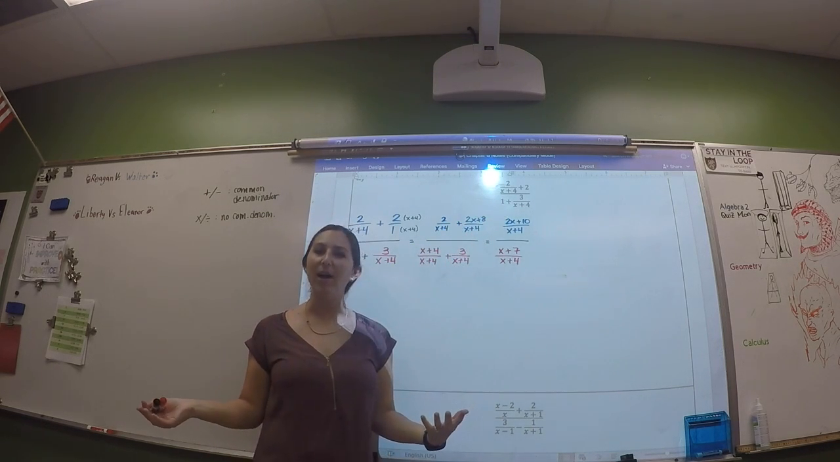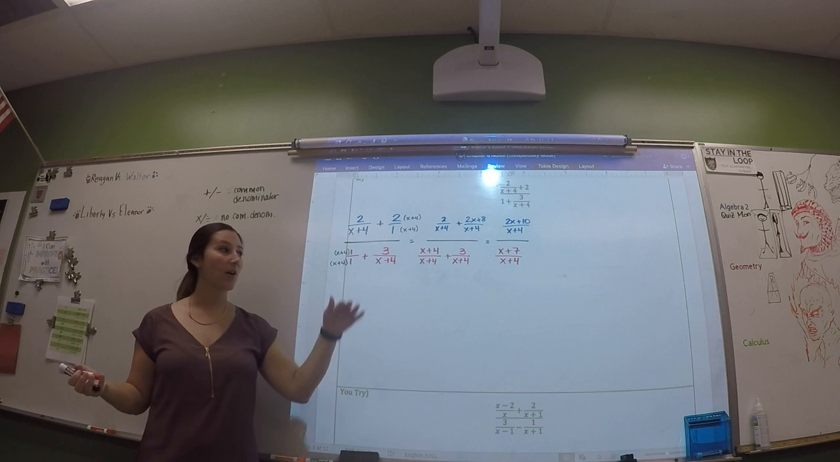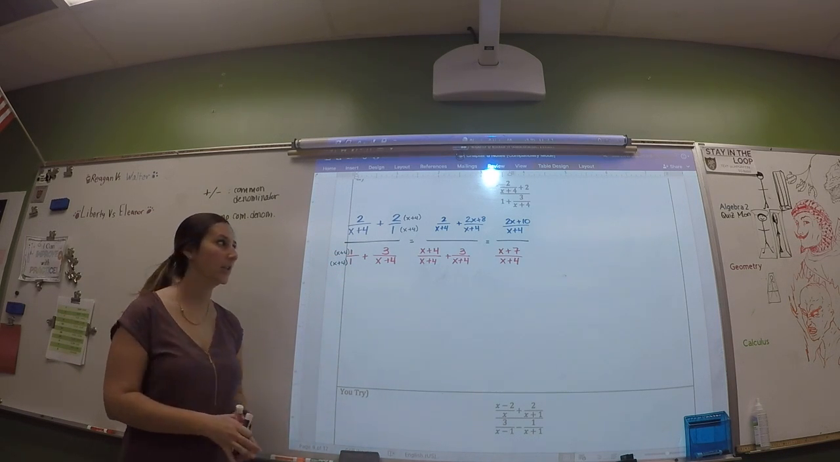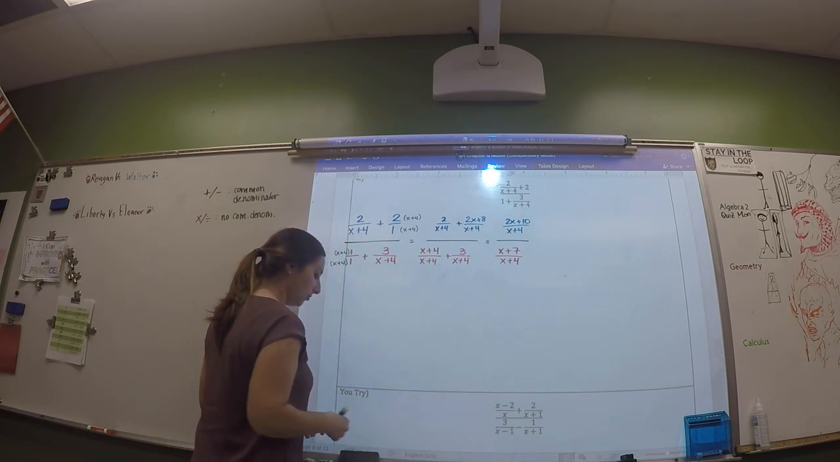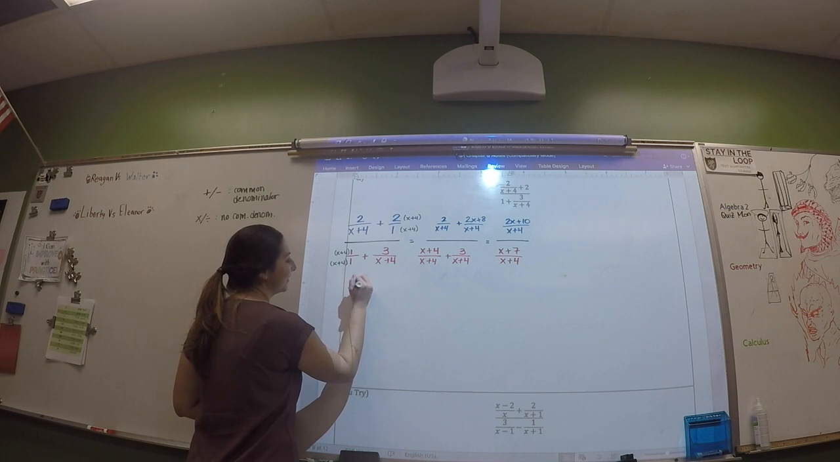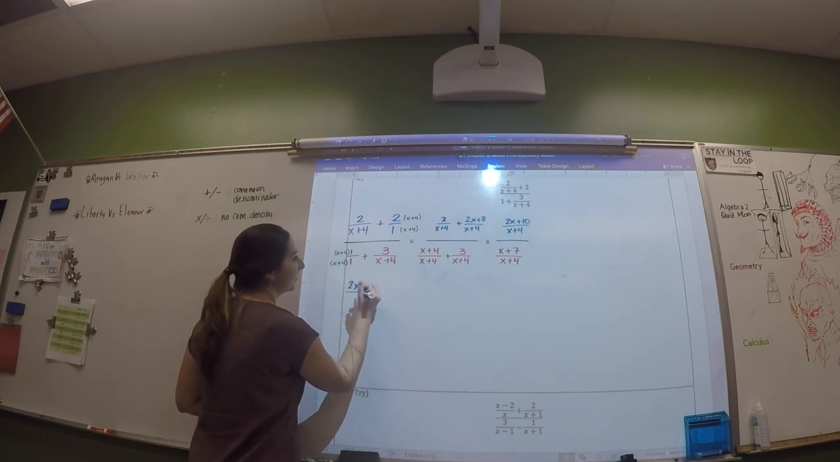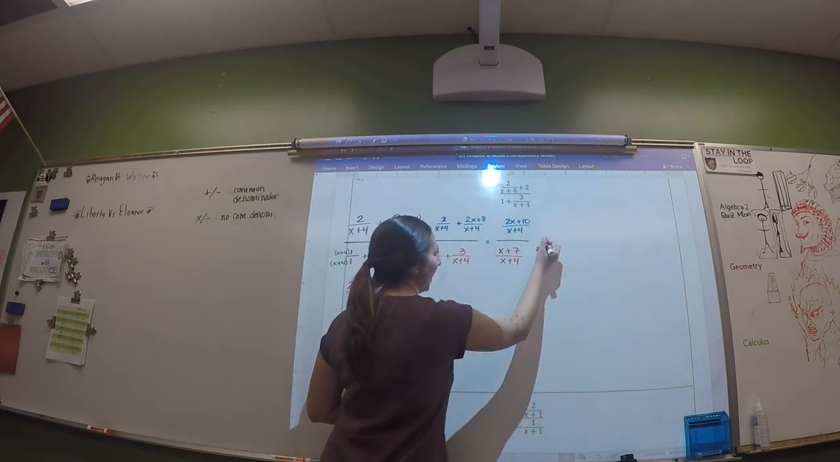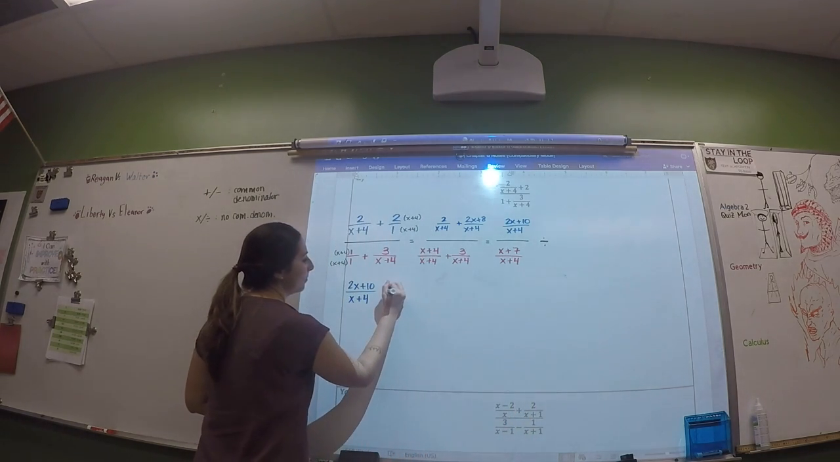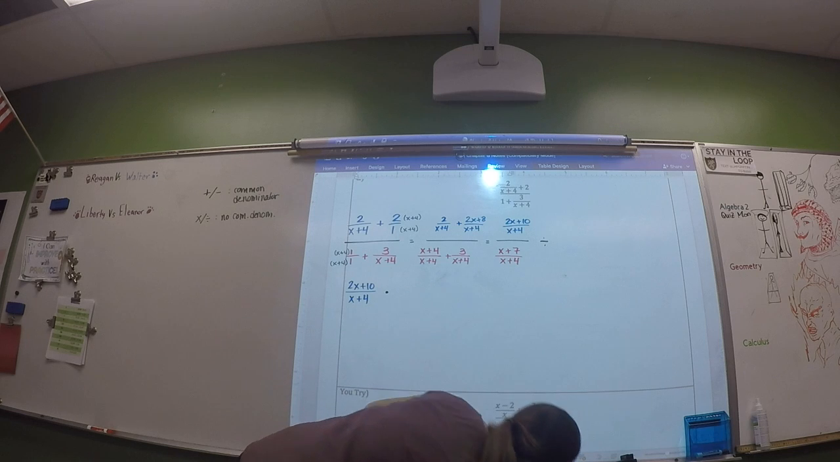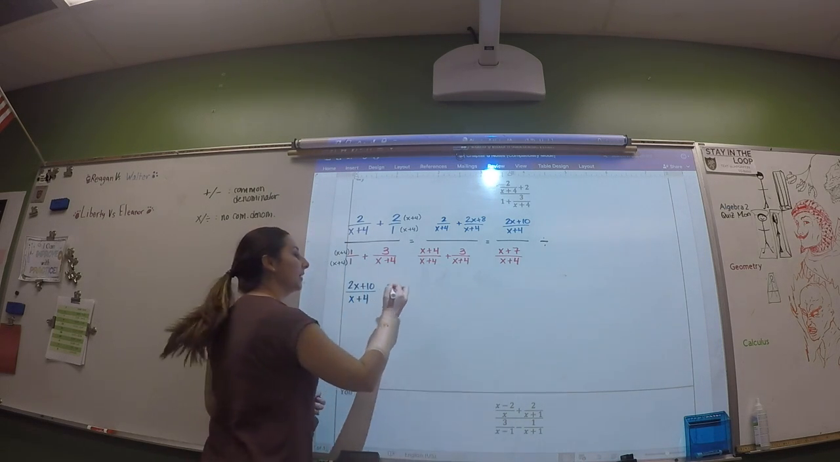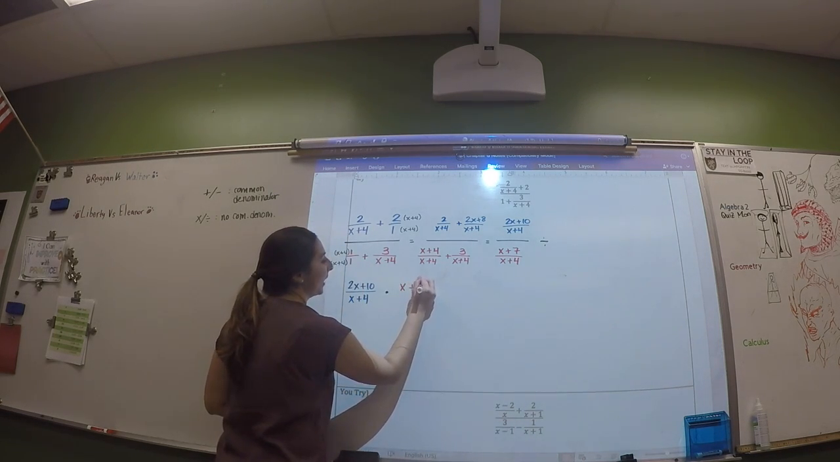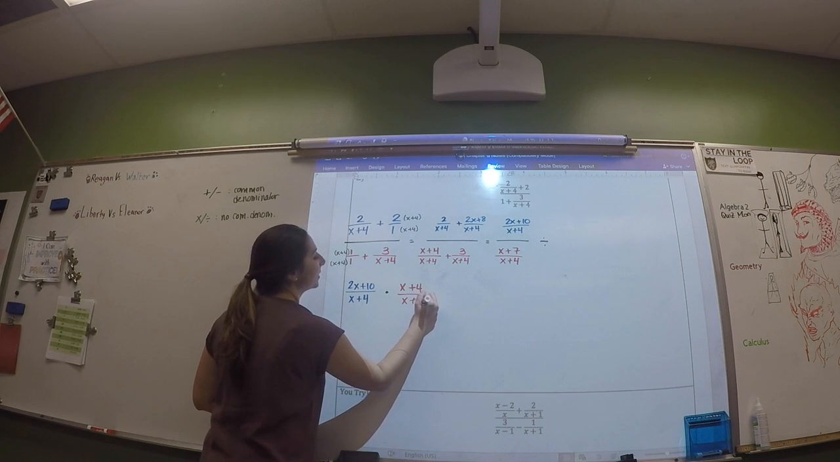So we've done a lot. Now we're going to make the compound fraction one fraction. So we're going to keep the numerator, and instead of dividing, we're going to multiply by the reciprocal of the denominator. So that's going to be x plus 4 over x plus 7.